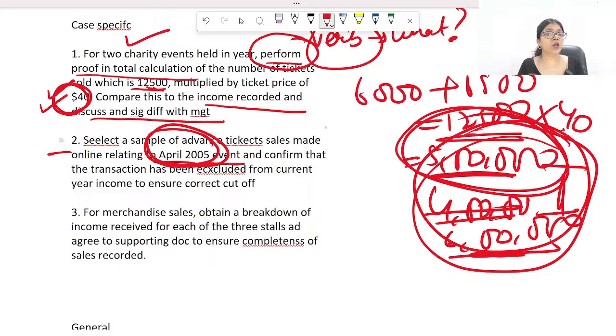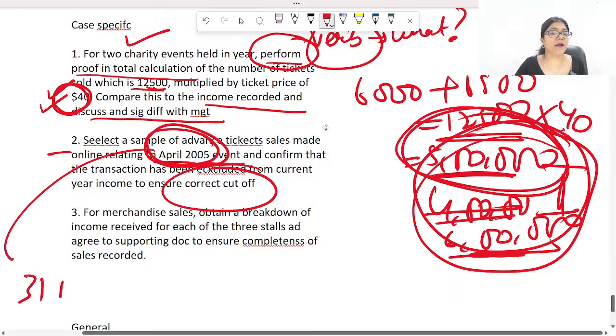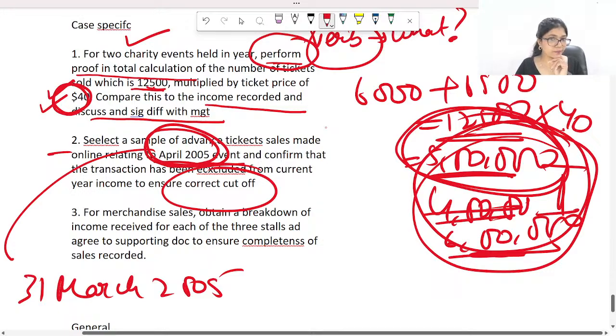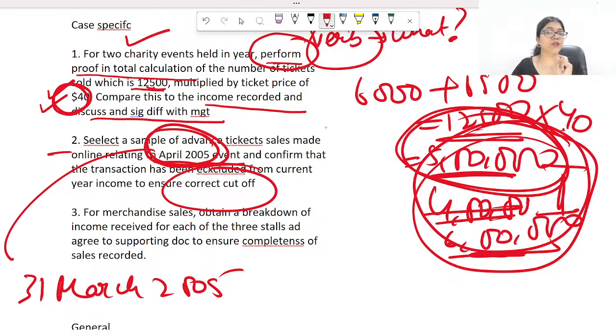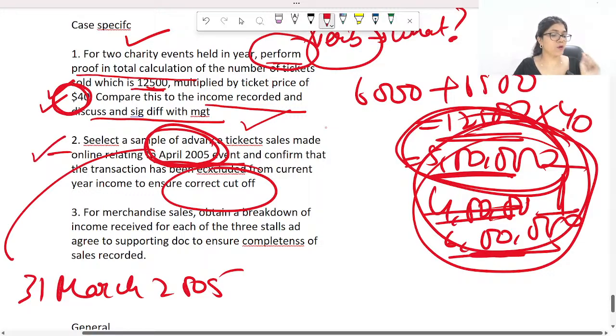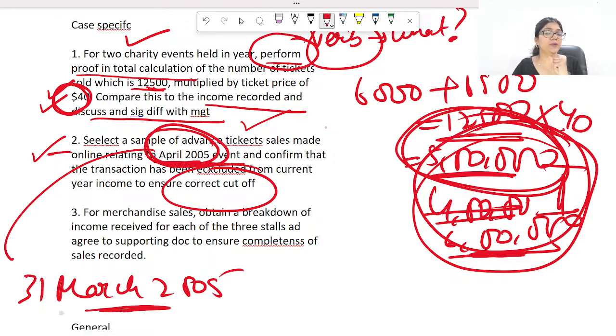So that is the cutoff thing that we can mention over here, that we have to make sure that the April 2005 figures or sales are not mentioned in our current year, because our year end is 31st March 2005. Got it? So again, here also we reference the advance tickets, we refer to online because they're making sales via the website. We also mention the accounting period because we're referring to the period mentioned in the question, right? And then we also wrote the cutoff assertion, right? We use that from the question itself.